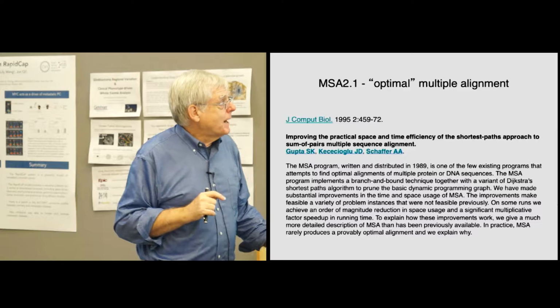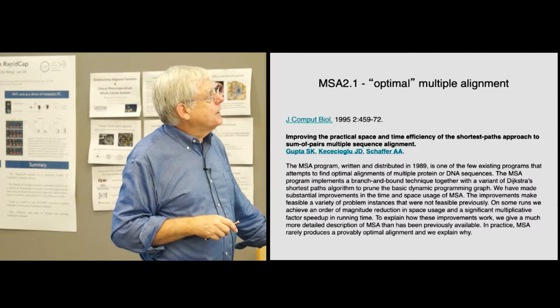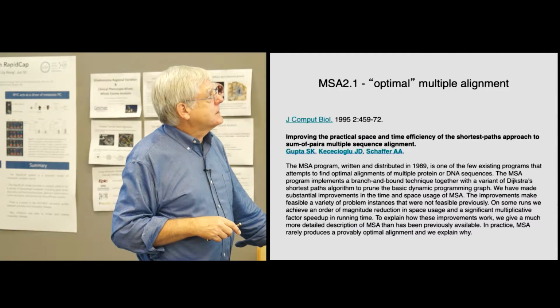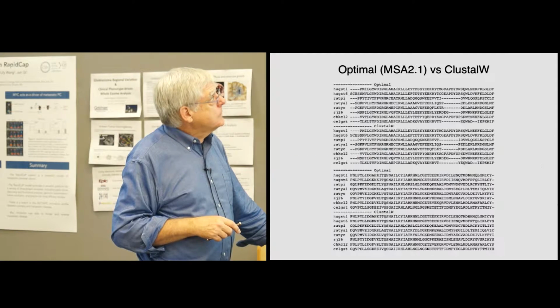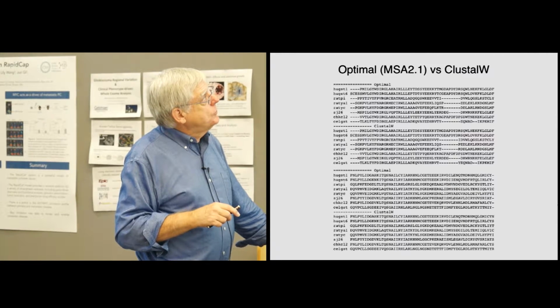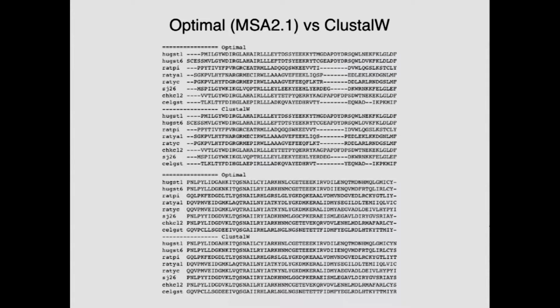That's not, in fact, a biological problem that people will want to solve very much, but it at least means that some things are possible. So this shows you a whole bunch of glutathione transferase sequences, and here is an optimal alignment calculated by MSA 2.1, and here's the alignment calculated by Clustal.